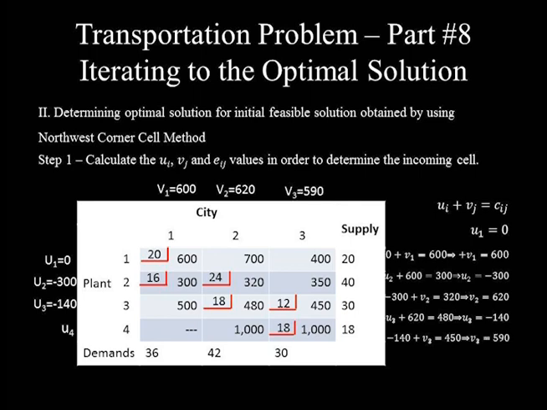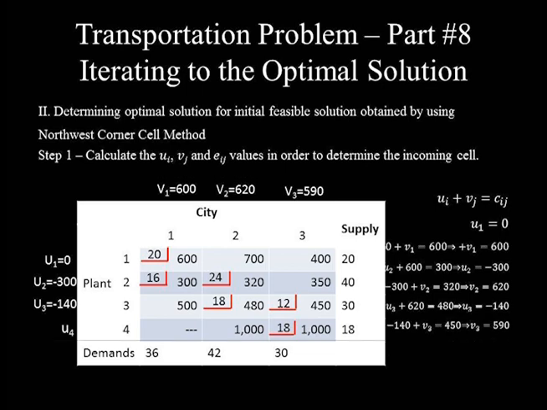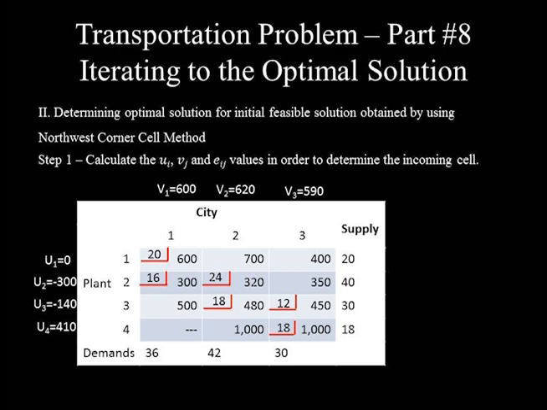The only undetermined index is the fourth row index, which can be calculated by using third column index and the unit cost at the intersection of row 4 and column 3, that's 1000, meaning U sub 4 plus 590 is equal to 1000. This implies U sub 4 is equal to 1000 minus 590. That gave us 410. Moving forward, we have to calculate the net evaluation index for all unoccupied cells by using the formula: net evaluation index, that's E sub ij, is equal to the unit cost, that's C sub ij, minus row index, that's U sub i, minus column index, that's V sub j.